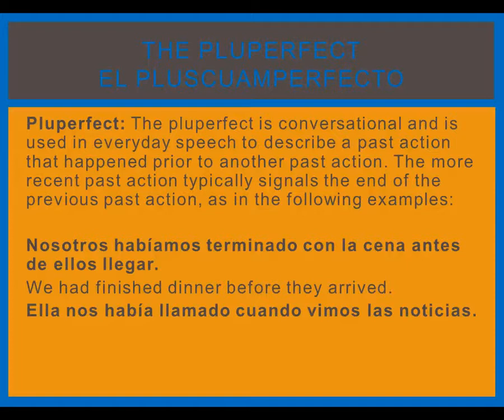This presentation will talk about the pluperfect, how to conjugate, and when it is used. The pluperfect is used in everyday speech to describe a past action that happened prior to another past action.